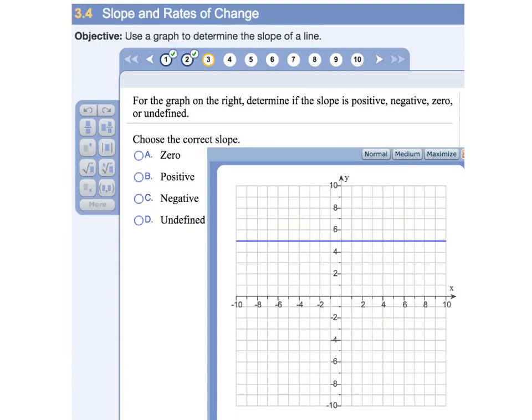Here's the exact same kind of problem, only now the line's way up here. And so we can see that the slope is still 0.